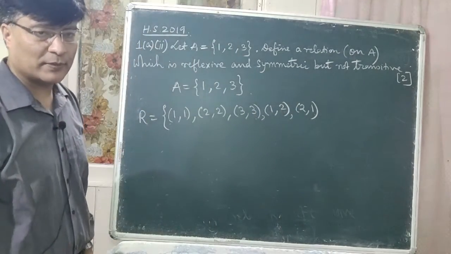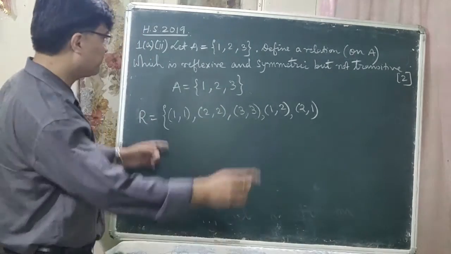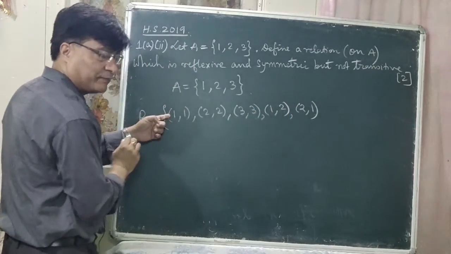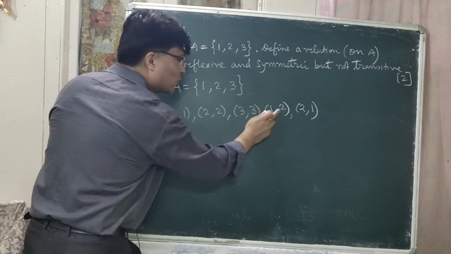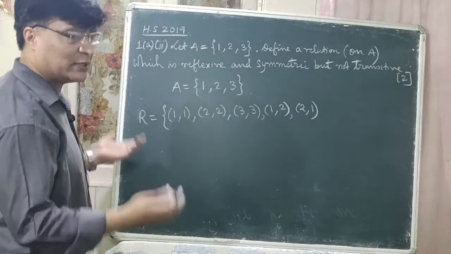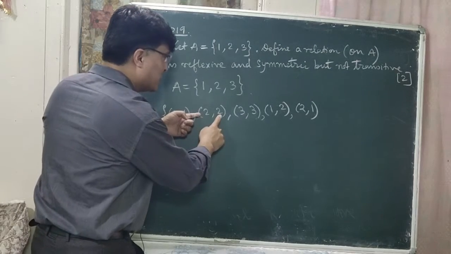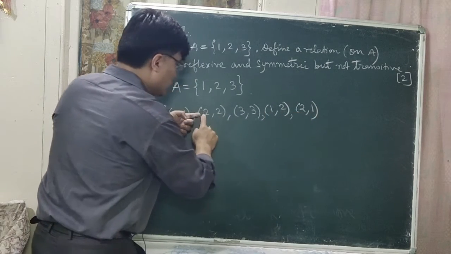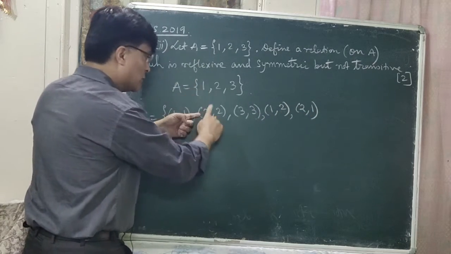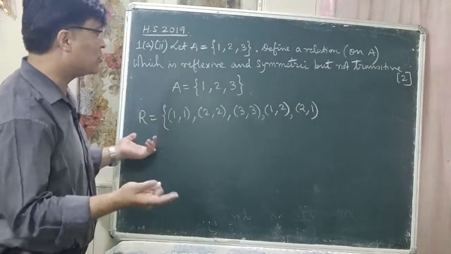Symmetric is done. Now it is reflexive and symmetric too. Now let us check for transitive. (1,1) is there, (1,2) is there, so (1,2) is itself there. So it is transitive. Let us check the next one. (2,2) is there, (2,1) is there, so (2,1) is itself there. So it is transitive.